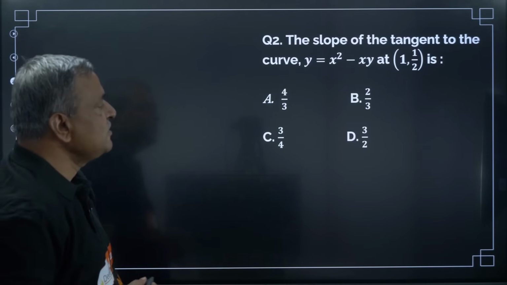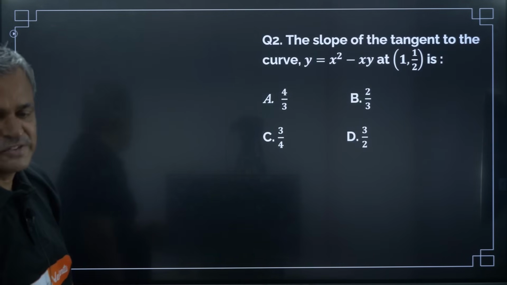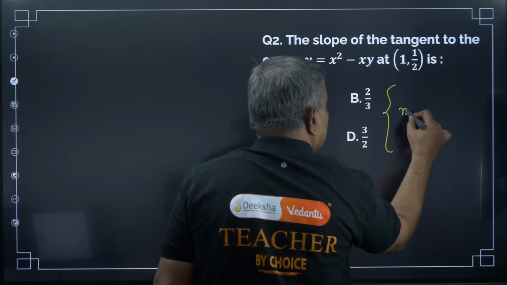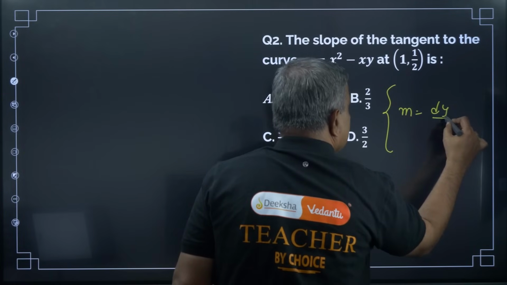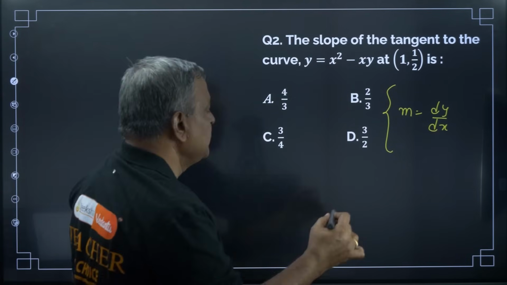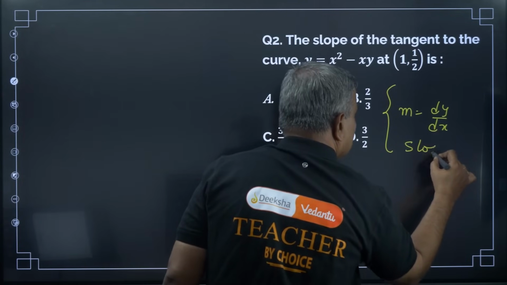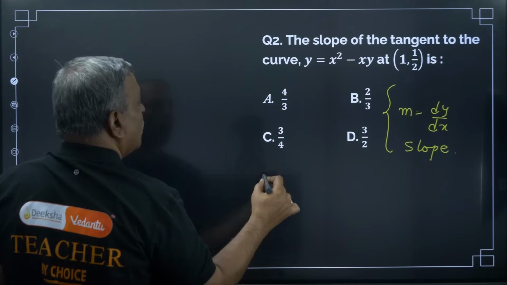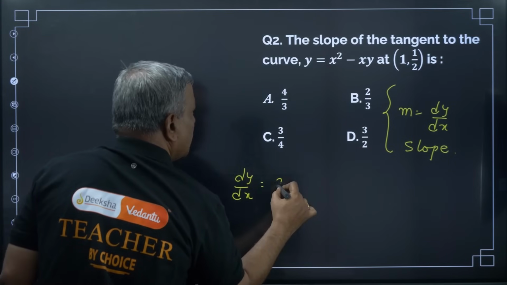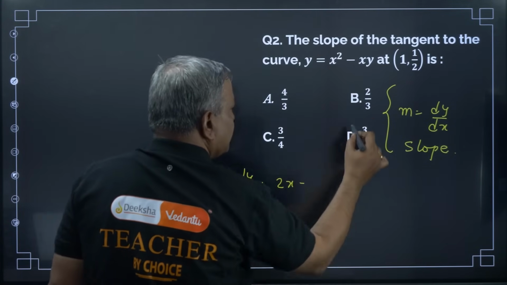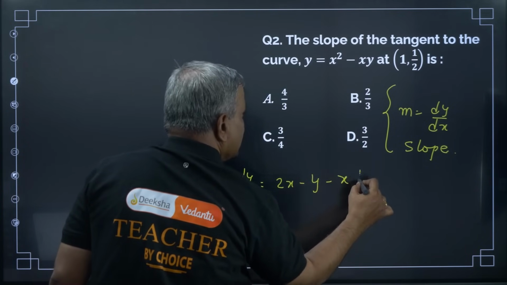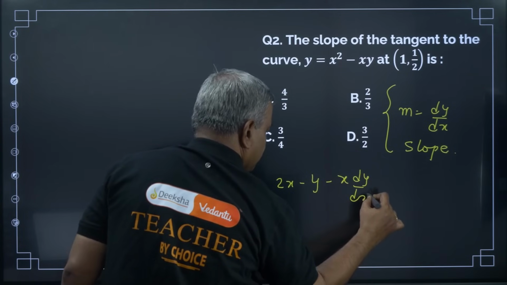The slope of a tangent to the curve y equals x square minus xy. Slope means, what is the concept? Slope is m equal to dy by dx. That is the definition of slope. So what is dy by dx here? dy by dx is equal to 2x minus, by the product rule, differentiation of x is 1, minus 1 into y, minus x into dy by dx.